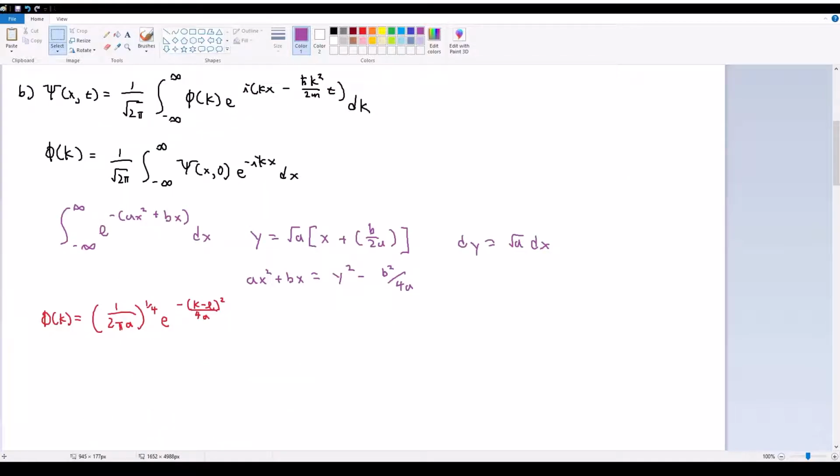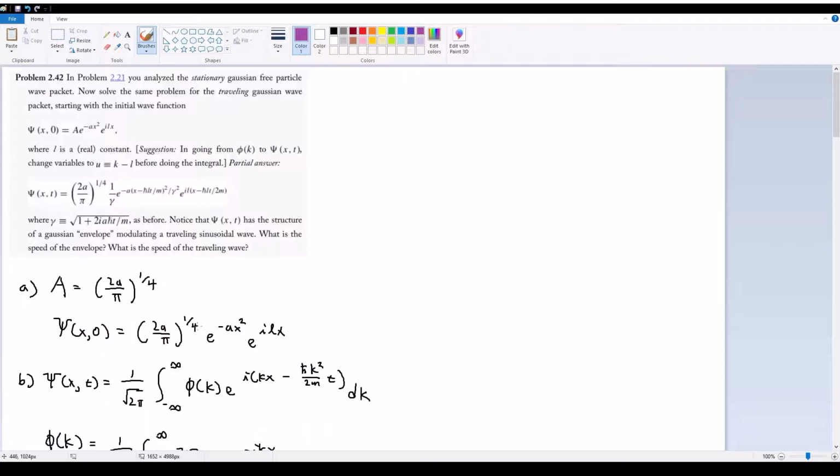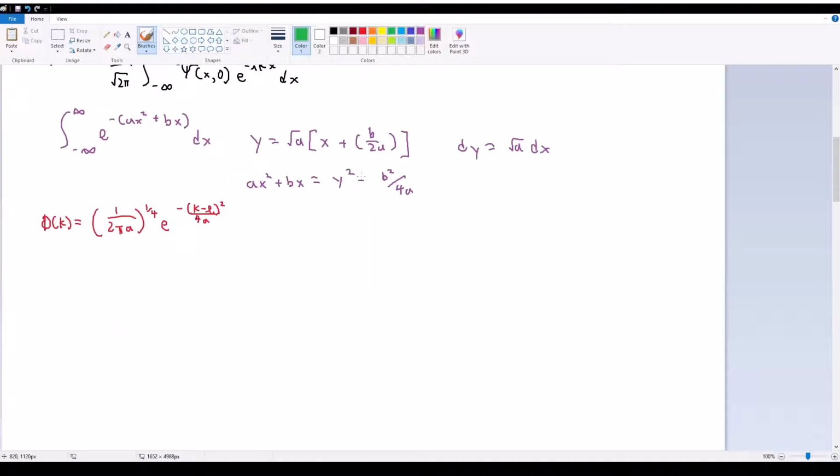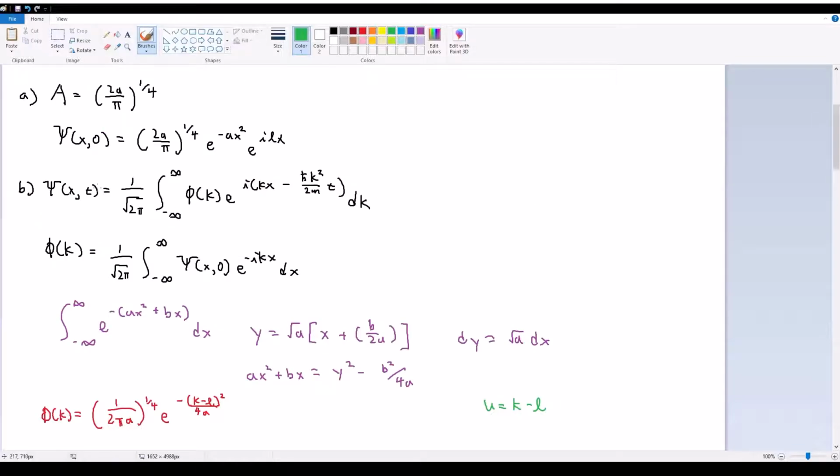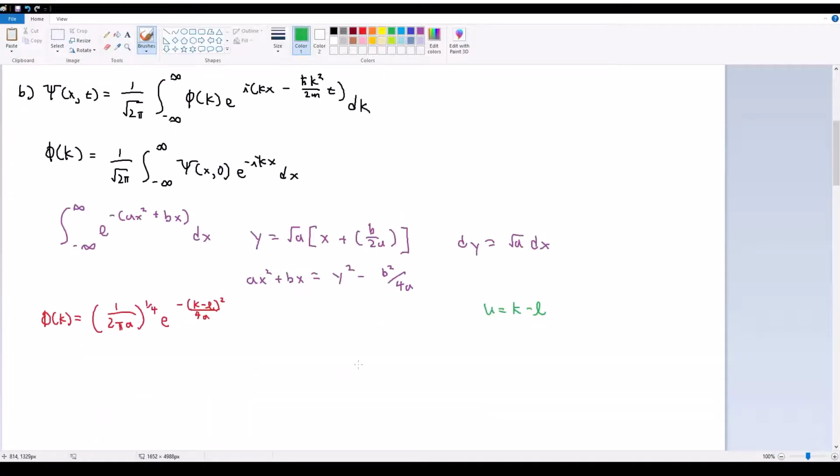Okay, now the second and harder part, which is that we now have to transform into psi of x comma t. Let's start off by taking the hint, which is that we want to change variables to u equals k minus l. So if I say that u is equal to k minus l, recognize that psi of x comma t is a dk integral, so I'm going to want to convert du to dk. Well, in this case, l is a constant, so du just equals dk. K itself is going to equal u plus l, and this phi term is going to equal 1 over 2 pi a to the power of 1/4 e to the negative u squared over 4a.